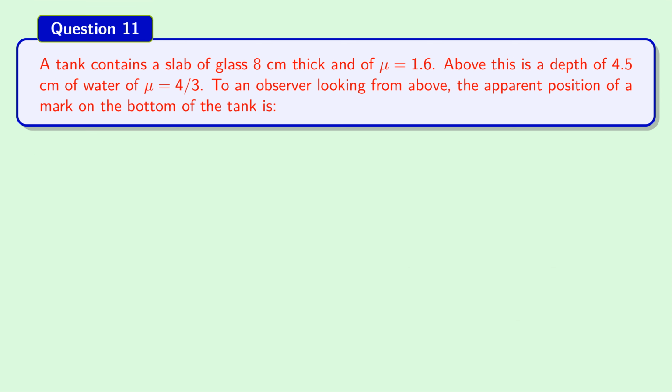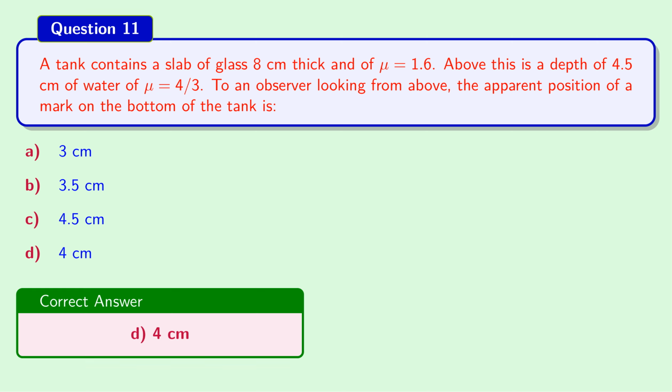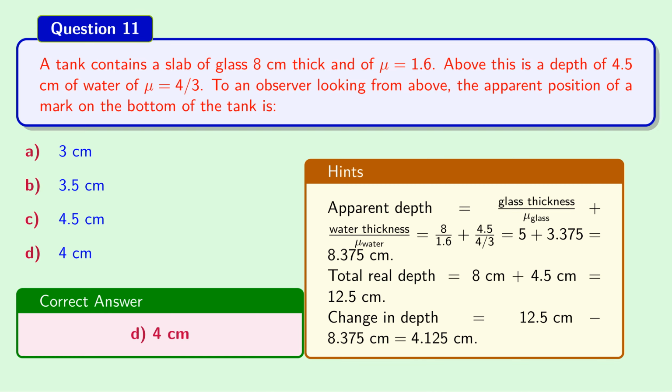Question 11. A tank contains a slab of glass 8 cm thick with mu equals 1.6. Above this is a depth of 4.5 cm of water of mu equals 4 over 3. To an observer looking from above, what is the apparent position of a mark on the bottom of the tank? Look at the options on the screen: A. 3 cm, B. 3.5 cm, C. 4.5 cm, D. 4 cm. Correct answer is option D, 4 cm. Quick tip for this question.